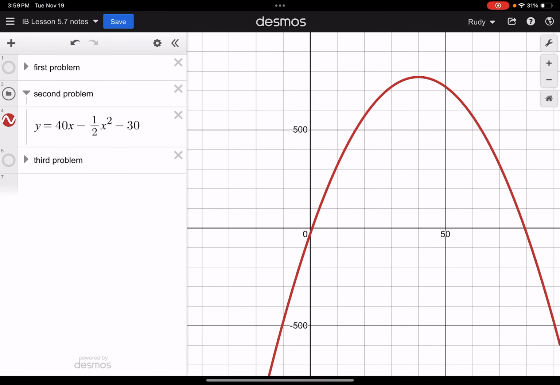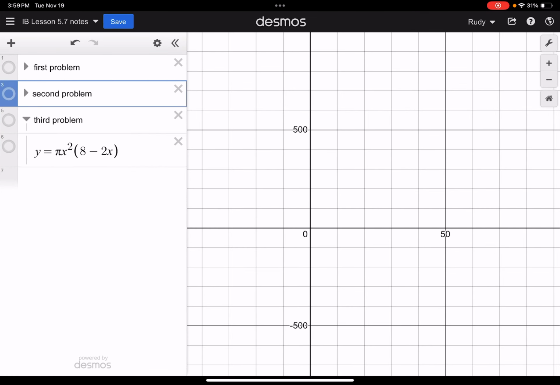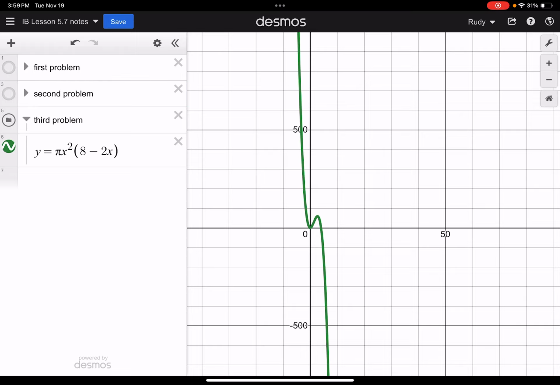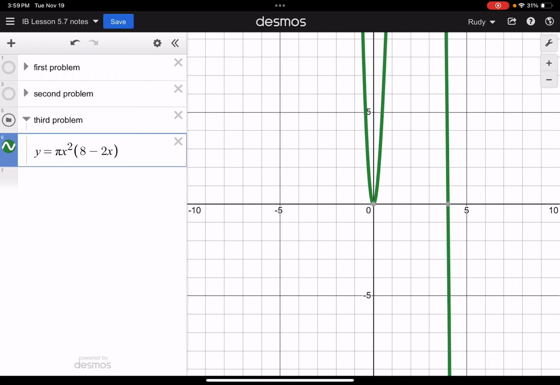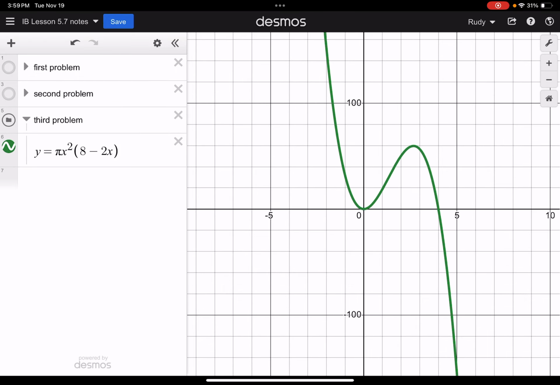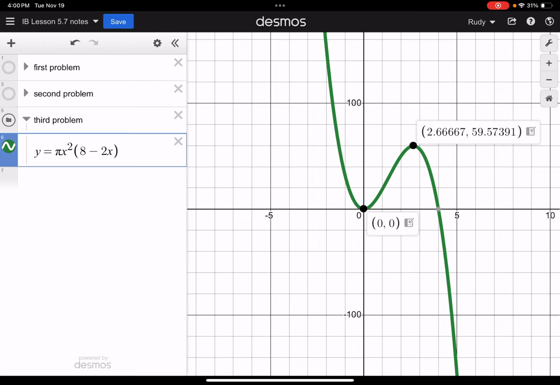I'm going to turn this off. Here is the function that is our volume function. Let me zoom in here a bit. And so notice there is one of my stationary points at 0, 0, but that just means when the radius is 0, my volume is 0. I know that. This is what we're really trying to find out. That's the maximum value. And I can see when my radius is 2.6 repeating, which is 8/3, my maximum volume is just shy of 60 cubic centimeters.